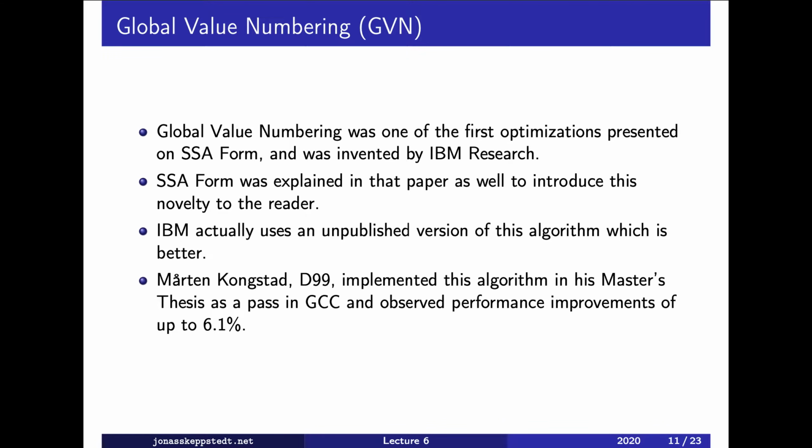Global value numbering, which is more powerful than hash-based value numbering. It was one of the first optimizations presented on SSA form, and actually in the paper presenting this algorithm, SSA form was described as well, since it was such a new topic in optimizing compilers.